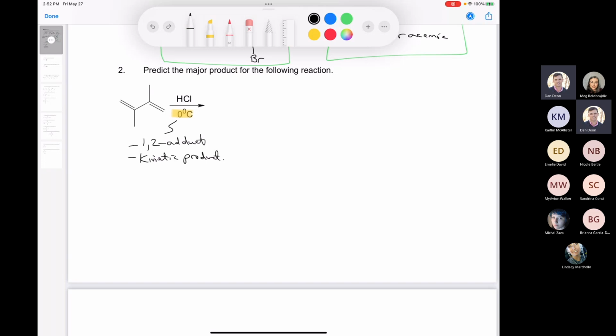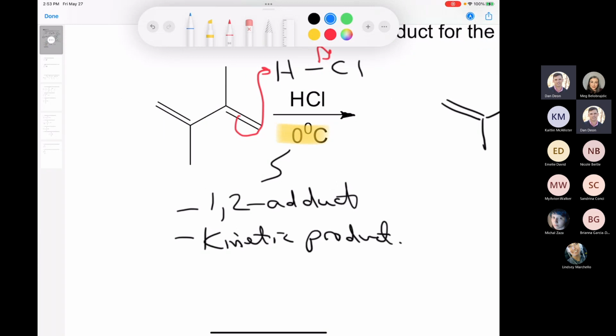So we just need to show the addition of HCl across one of those double bonds to produce an allylic carbocation. Let's do that. Let's add it to this carbon, which would produce this allylic carbocation. So we end up with this here. Here's our allylic carbocation. And now our nucleophile, the chloride, is going to come in and attack where the carbocation is. Why is it going to attack there? Because we're at 0 degrees Celsius and we're going to get 1,2 addition.